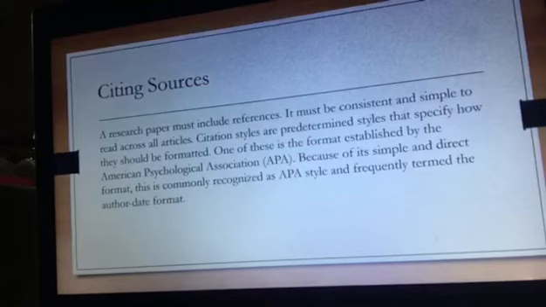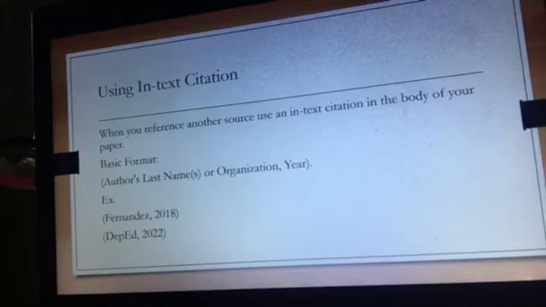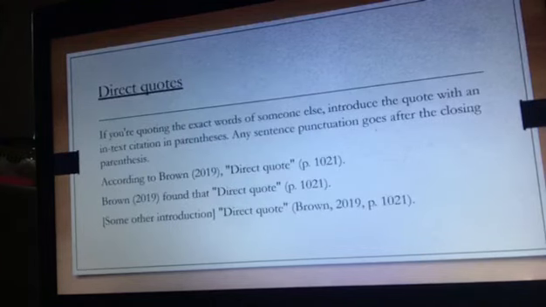So let's move on to citing sources. A research paper needs to include references to show where you got your information. So this is using in-text citation. This is the basic format of using in-text citation. First, you have to get the author's last name or organization. Then you put the year, when they published the data. Direct quotes. So this is the format of the direct quotes.